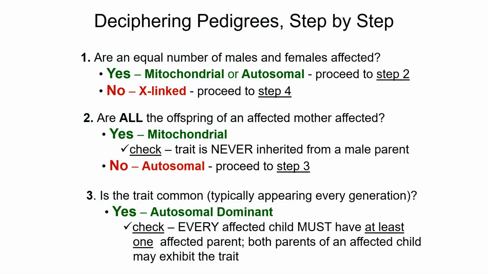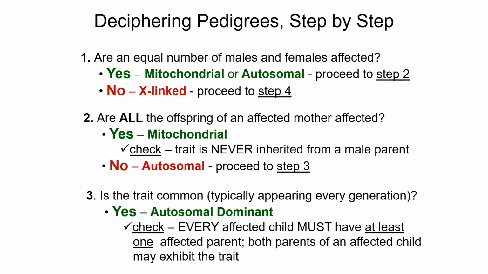Here are the steps I would suggest you take to try to decipher a pedigree. I think pedigrees are kind of fun. They're like little mysteries that you have to solve. So the first thing to look at is, are males and females affected equally? If yes, you're probably dealing with a mitochondrial or autosomal trait. Remember, autosomal refers to all of the chromosomes except for the X and Y.